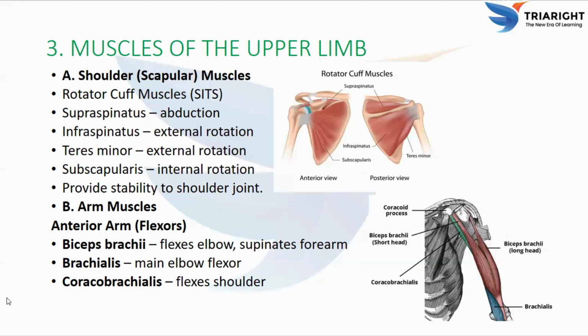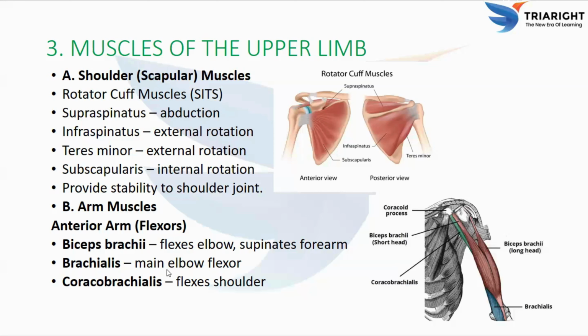So next, arm muscles. So what are the anterior arm muscles? They are also called the flexors. These muscles bend the elbow and shoulder. They flex over the elbow and shoulder. Because of this, they are called the flexors. So what are the muscles under the anterior arm?